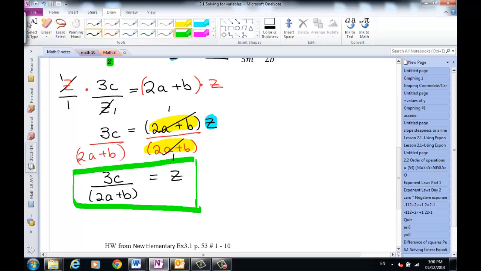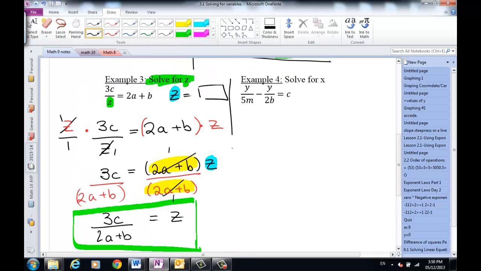These brackets on the bottom, you can either have them or you can get rid of them. Both are correct. Oh, I lost my 2 there. Alright, one more example.